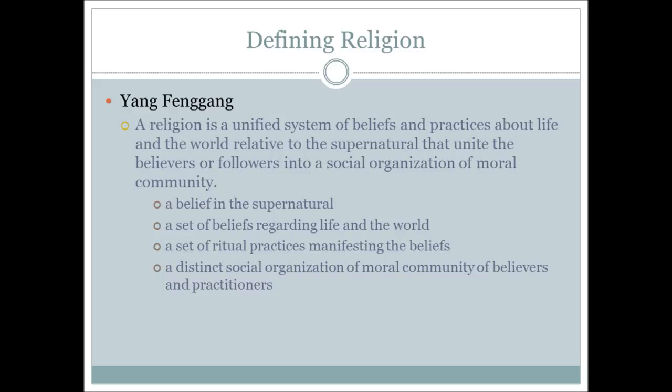The important thing, we're going to look at a chart in just a sec, is he pulls out a few of what he calls essential aspects of religion. One is belief in the supernatural, a set of beliefs regarding life in the world. So this is more like Geertz. It's like what the general order is. A set of ritual practices manifesting those beliefs. So it's the beliefs then take some kind of form of regular practice, regular ritual. And then a distinct social organization or moral community. So it's not just that people are doing this on their own, but it's actually communities that are linked together by these actions, by these beliefs.